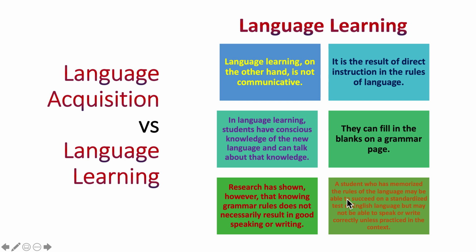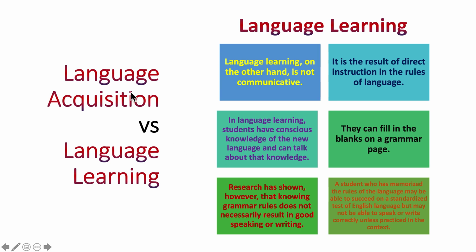A student who has memorized the rules of the language may be able to succeed on a standardized test of English, but may not be able to speak or write correctly unless they practice in context. Look, speaking is a different thing, writing is a different thing. Writing is an art, speaking is an art, knowing grammar is a skill. If you know grammar, you may pass the test in the examinations, but it is not necessary that you will be able to speak and write naturally and effectively unless you practice writing yourself and practice speaking in the context, in the situation.